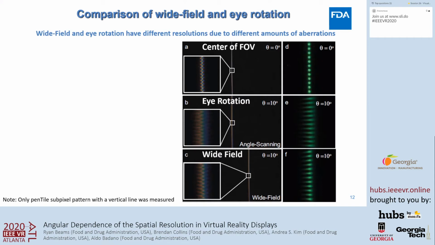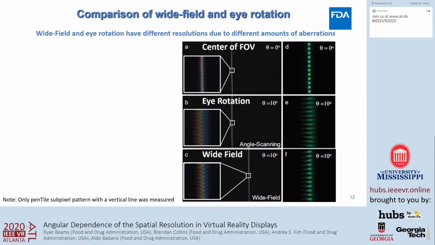However, if we go off the center of the field of view to say plus or minus 10 degrees, for both the eye rotation case and the wide field case, we start to have a fairly large decrease in resolution. We get this separation of the colors and this kind of rainbowing effect. And if we look at just the green subpixels, you get this kind of comet shape. And it's more significant for the eye rotation case than the wide field.